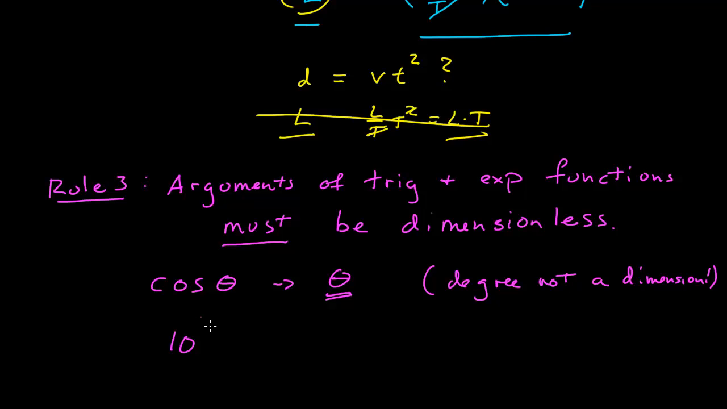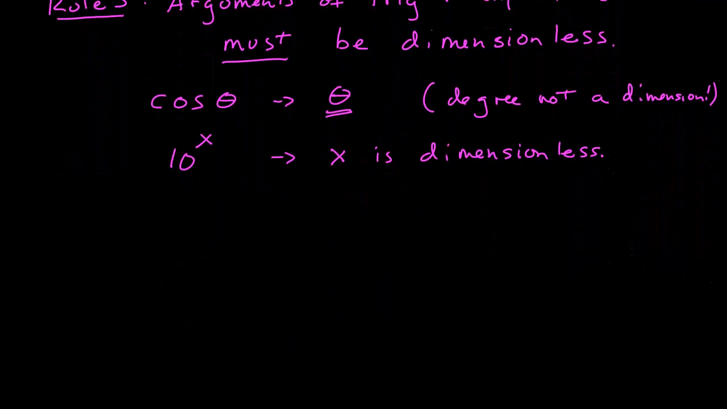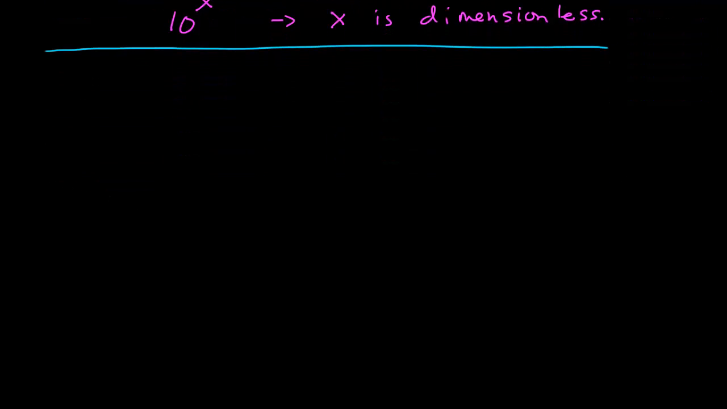Okay, and so then again, if I have, say, 10 to the x, where x is the exponent, x is dimensionless. Okay, so let's use these to do an example. Let's say I have the following equation. I have x is equal to alpha t squared plus beta t cubed plus c times sine of omega t.